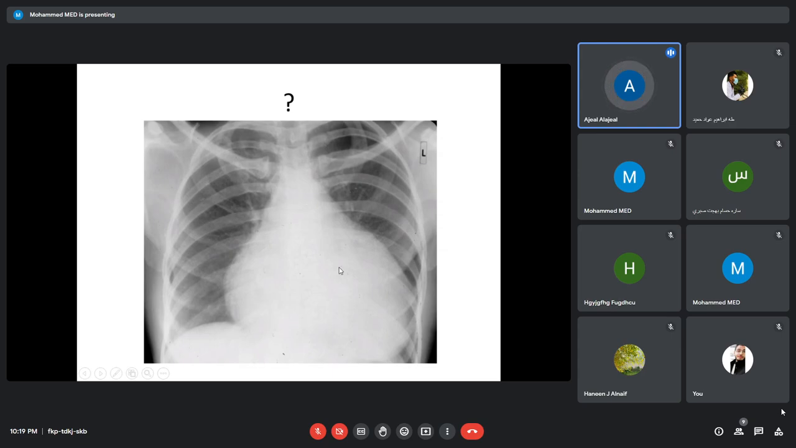Yes, this is a global heart, an enlarged heart. The lung fields are not plethoric. This is very typical of pericardial effusion. You see, it is as if you are holding a sac and there is fluid, water, in it. Okay, next slide, please.